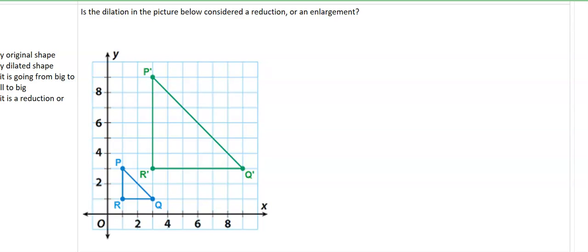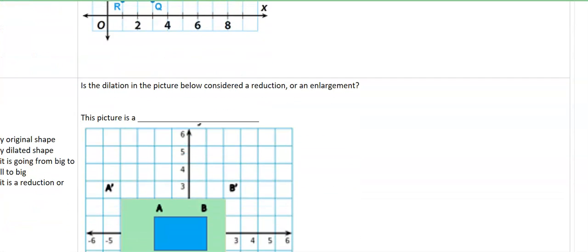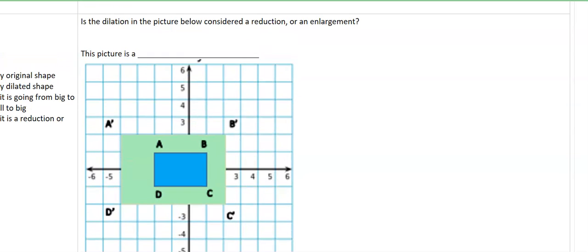Now, is this shape here a reduction or an enlargement? If I look, the one in the blue is my original, and the one in green is my dilated. And the dilated one is larger than the original, which means it's an enlargement. So right here, again, we want to know, is this considered a reduction or an enlargement? And this would be an enlargement because our original shape is smaller than our new dilated one.